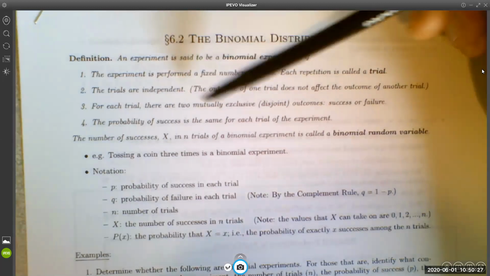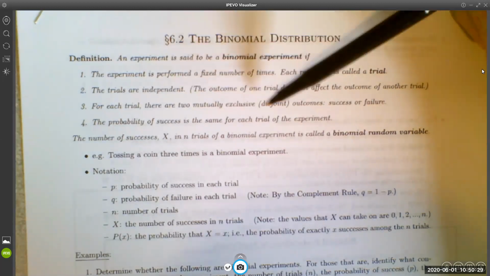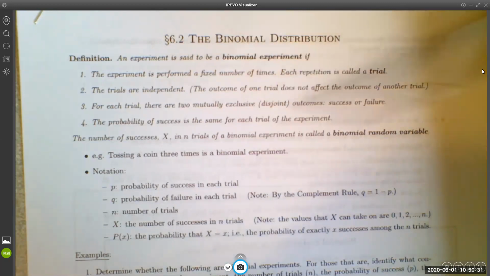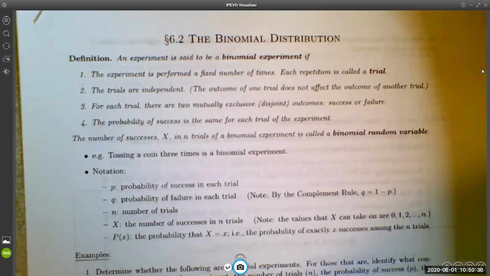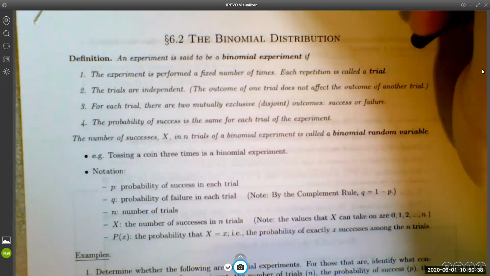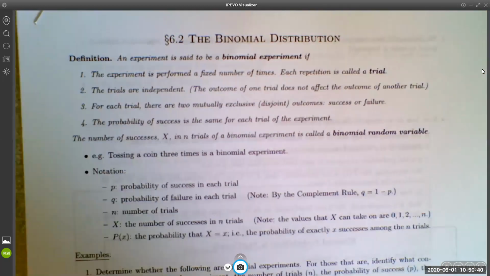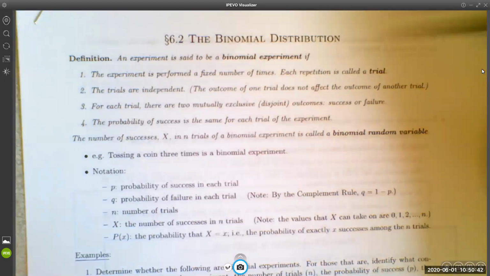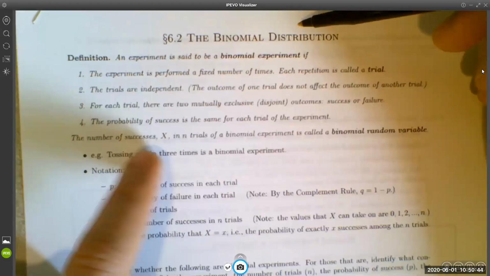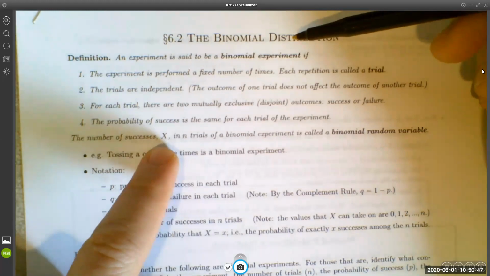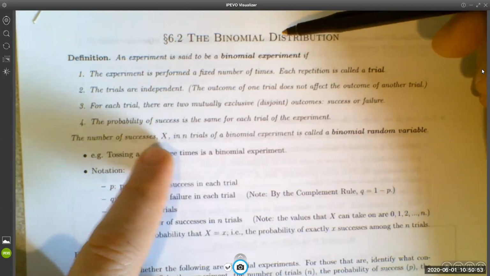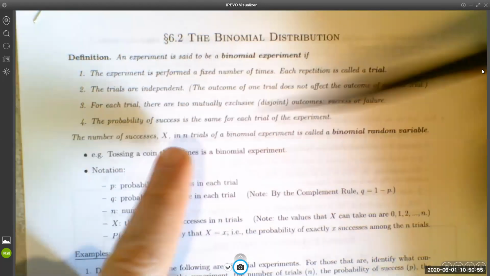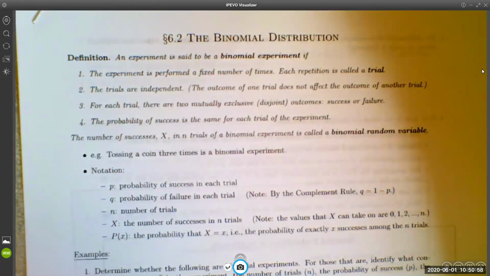And see, those words from chapter 5 are coming back to haunt us, right? Independence, disjointedness. Anyway, number four, the probability of success has to be the same for each trial of the experiment. Those are the four conditions that have to be met in order for an experiment to be binomial. Now, if you count up the number of successes and you call that x, then x is called a binomial random variable, okay? So the number of successes x in n trials of a binomial experiment is a binomial random variable.